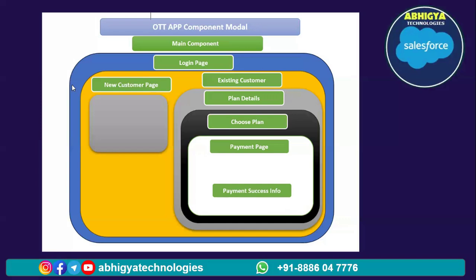So these are all the layers. These are all the component models or layers. One by one we have to develop this. First the login page. Based on that, it goes to either the new customer page or the existing customer page. After that, the plan details page. After that, choose the plan. After that, the payment page. So this is the navigation and path we have to develop by component.